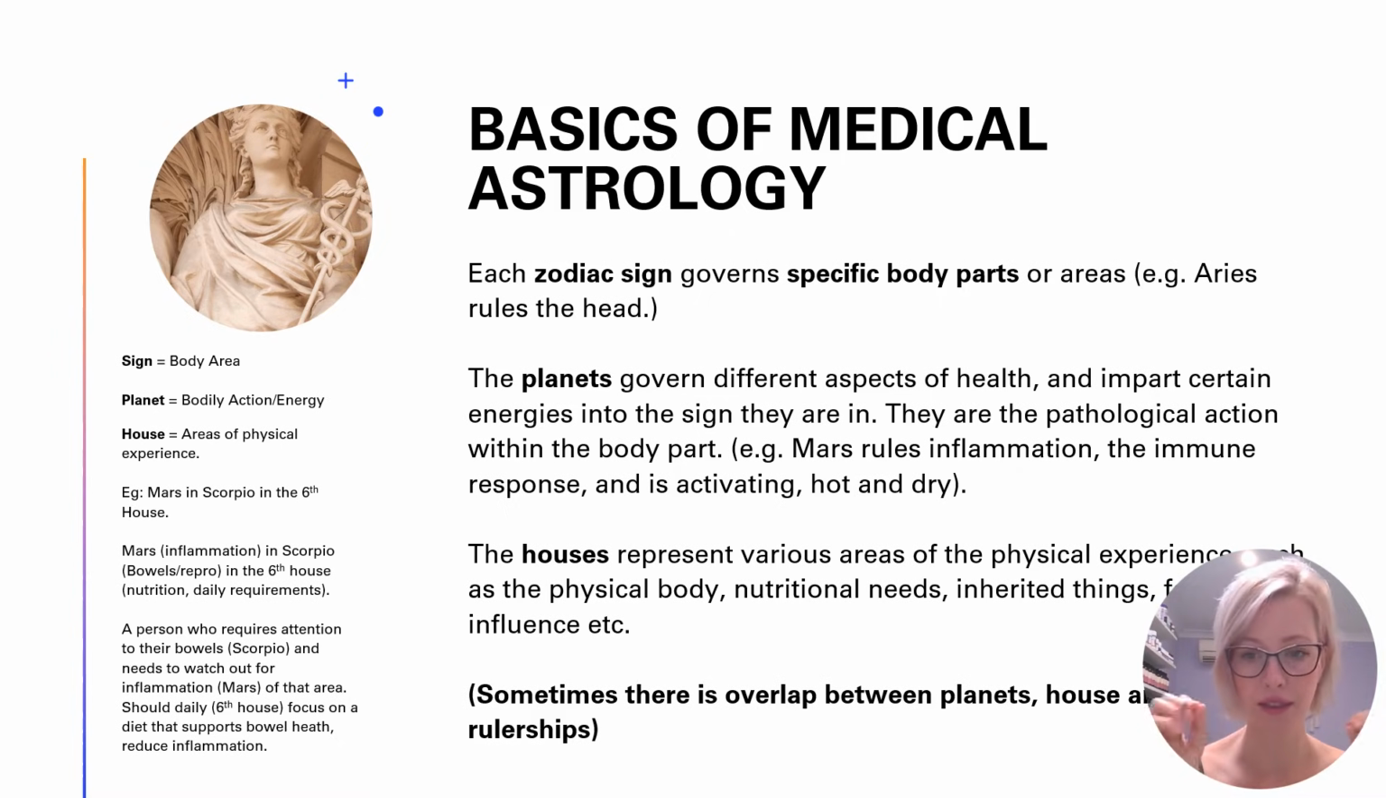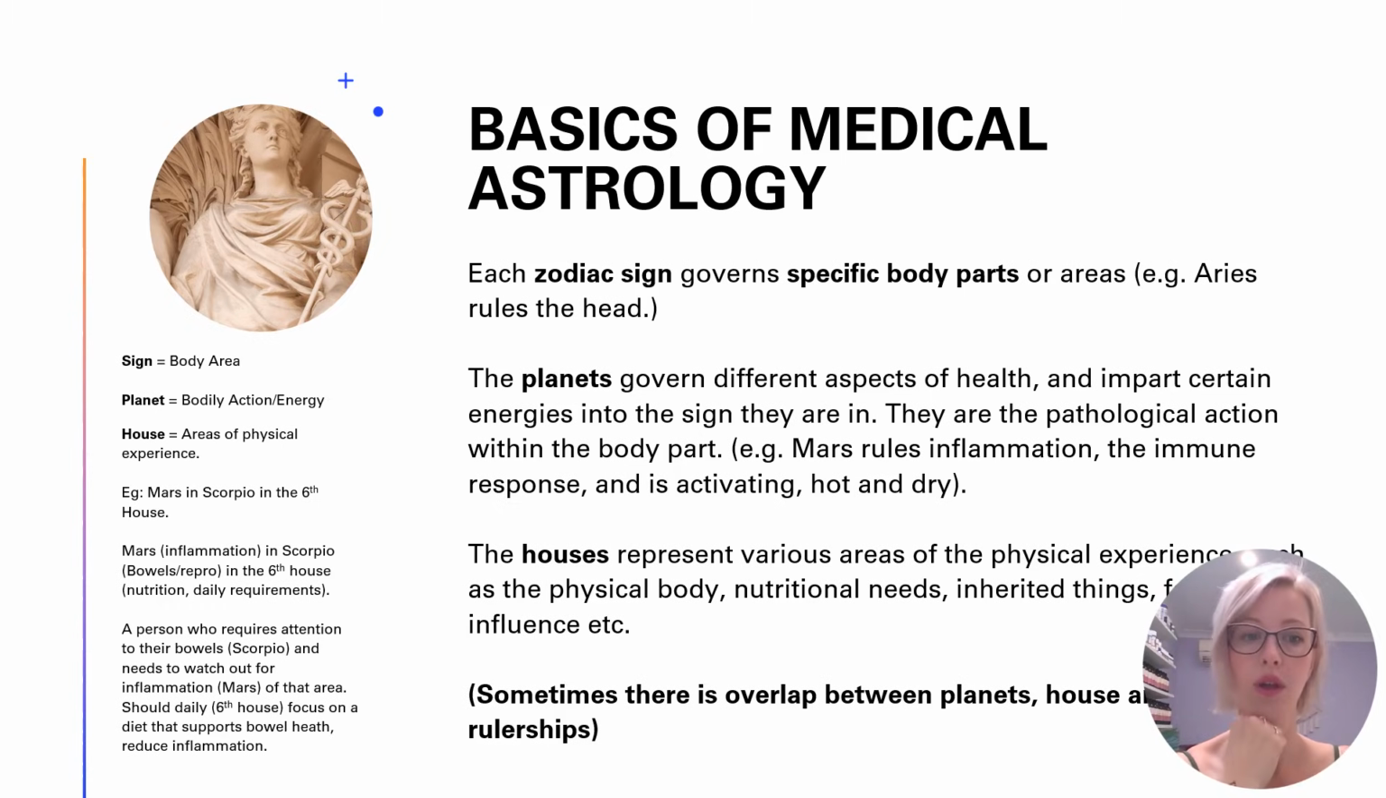And this is where it gets confusing, but if it's too confusing, ignore it. Sometimes there's overlap between planets, houses, and rulerships. Don't worry. The zodiac sign is the body part. The planet puts the energy into that body area, and then the house represents an area of the physical experience. Now, under the picture there of Hermes, I've got a little example. So sign is the body area, planet is the bodily action or energy, house is the area of physical experience.